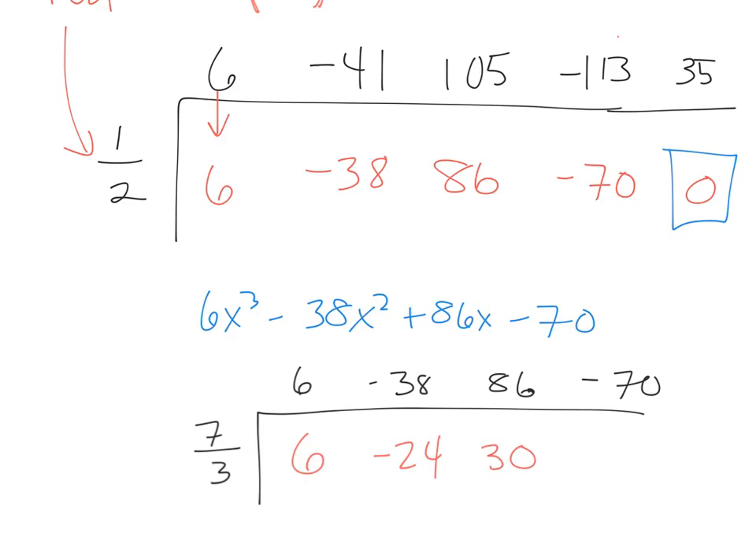And again, same thing. Since you're doing 7/3 times 30, take 30 divided by 3 to give you 10. 10 times 7 is 70. 70 minus 70 is 0. So this works as well.